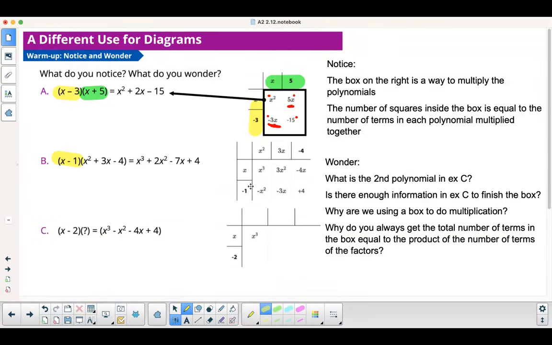All right, kind of the same thing over here. Your factors go here on the outside of the box, and then just multiply everything through. So that will give us these values on the inside. And then if you look here, negative x squared plus 3x squared, that'll give me the 2x squared. And then negative 3x minus 4x, add those, we get negative 7x. And then there's no like terms with the x cubed and the fourth of those, so they just stay the same.